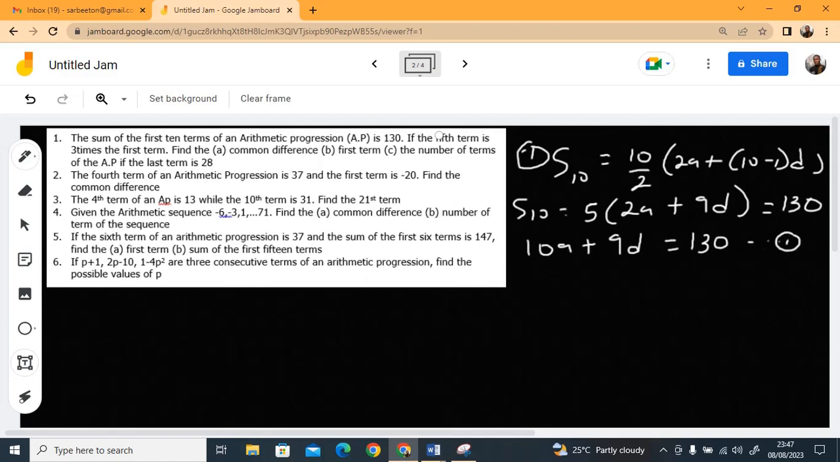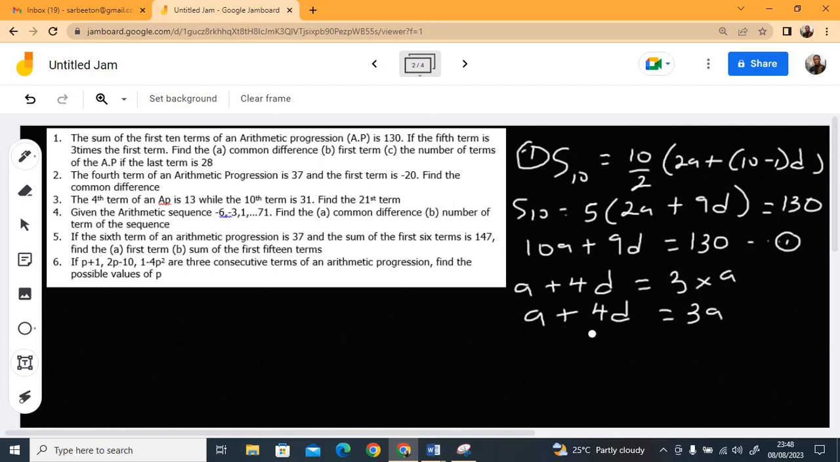Now, they proceed: the fifth term is 3 times the first term. The fifth term, if you're writing the formula, will be a plus 4d. I told you this earlier. They say it equals 3 times the first term. The first term is a, so 3 times a. So this gives a plus 4d equals 3a. Did you get this?